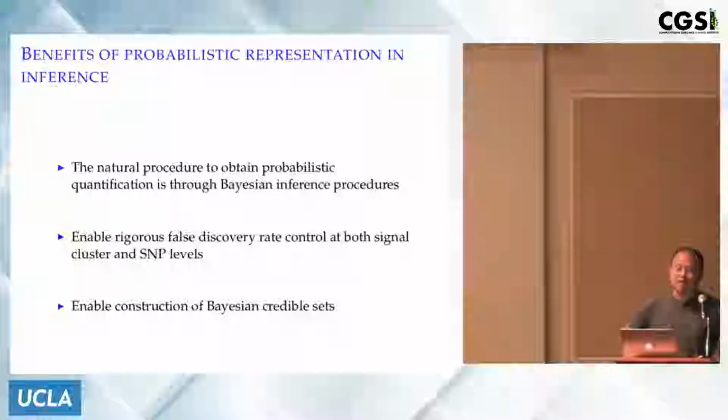And then the third natural thing is you could construct so-called Bayesian credible sets. This is basically the minimum set that is responsible for that signal, like we discussed.